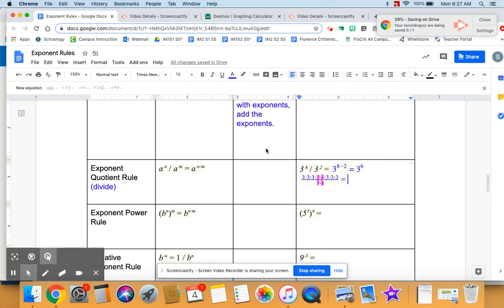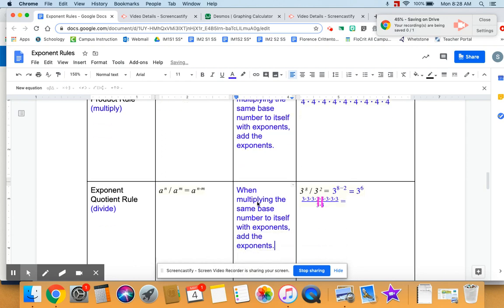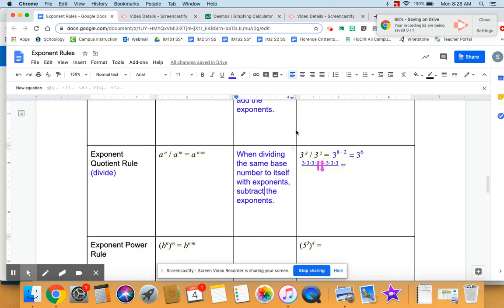So if we were to type this out, I'm going to copy most of this because it's almost the same phrase. But instead of when multiplying, it's when dividing. The same base number to itself with exponents, you end up subtracting the exponents, because they just end up canceling away.